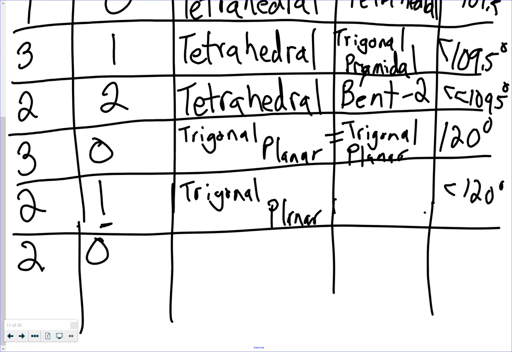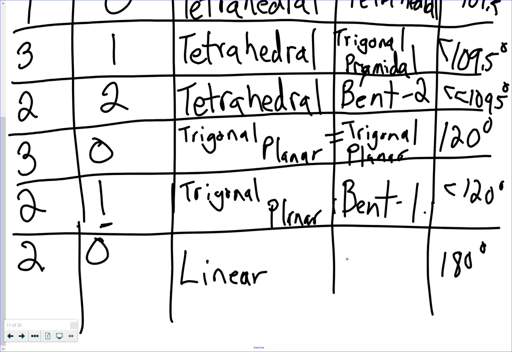And I'm wondering what that shape could be. Well, that shape is bent dash 1. Getting the 1 from the number of lone pairs, just like bent 2 got its 2 from the lone pairs. And finally, if you have 2 things attached to you and they are as far apart as possible, it becomes 180 degrees apart, and that makes a linear shaped molecule.